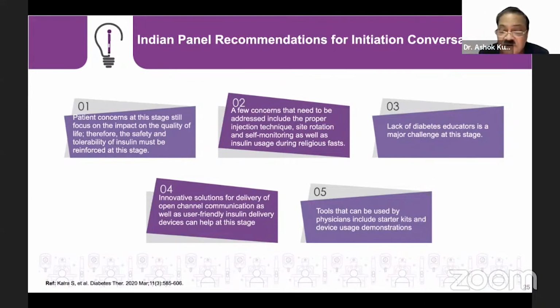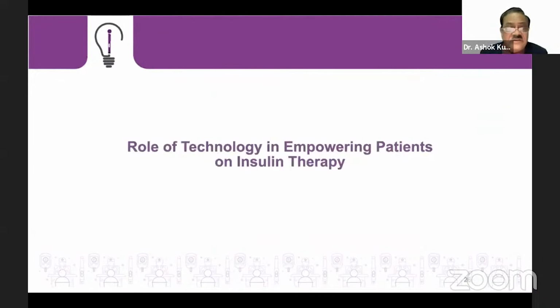Tools that can be used by physicians include starter kits and device demonstrations. We can give them the first injection in our chamber, in our presence, they can take it themselves, and it can be done very easily.